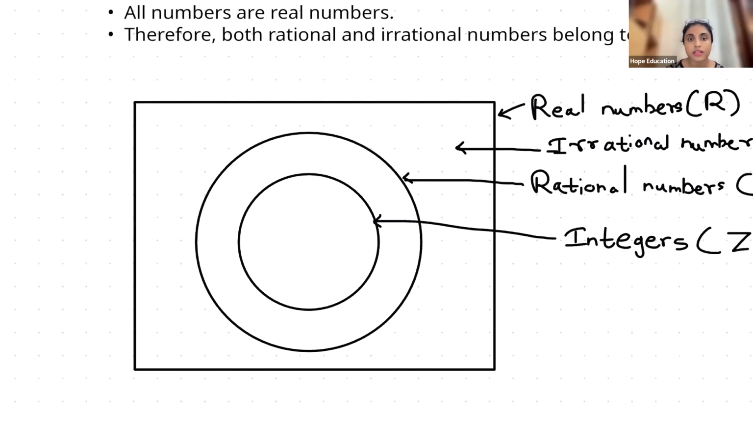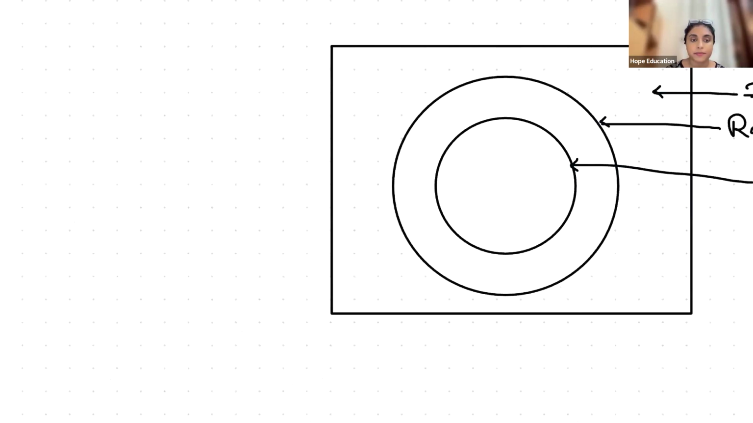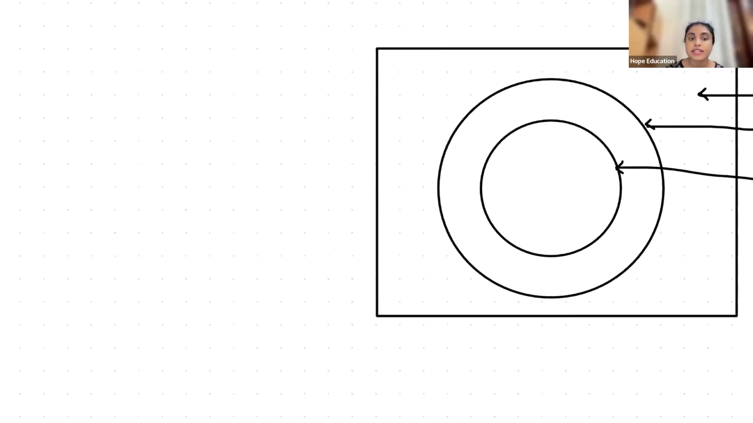Now let's say for an example, if you take 3.5, is this an integer, Lamai? Is 3.5 an integer? Others? Is 3.5 an integer? No. Is 3.5 a rational number?